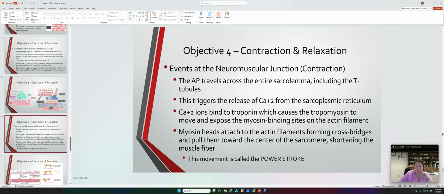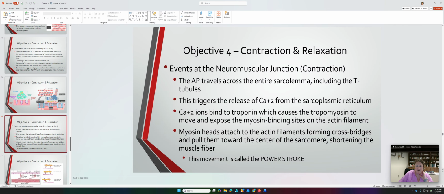Now, calcium is going to bind to a protein called troponin, and when something binds to proteins, it usually causes them to change shape. Well, troponin is attached to tropomyosin, which is this long, ropey protein that covers up the binding sites on the actin molecule. And so when calcium binds to troponin, it causes it to change shape, which moves the tropomyosin, and that makes these attachment sites available on the actin molecule.